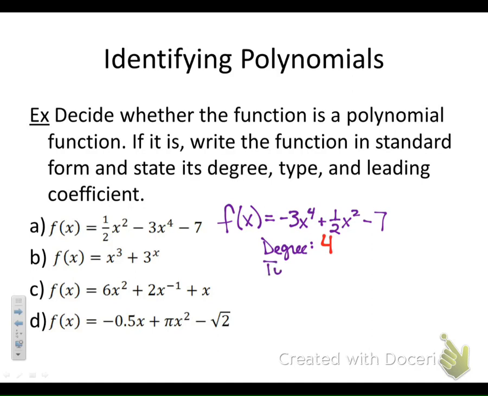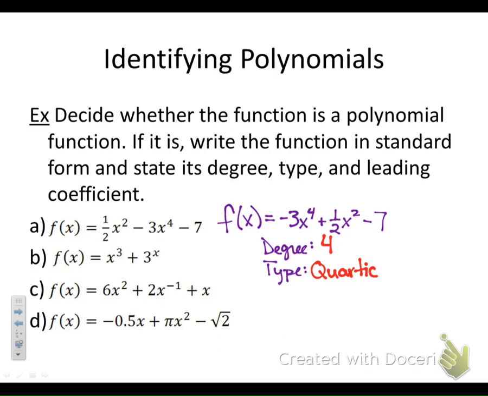And then the type, just to practice the words. I would never test you over this, but to get used to the words, a 4th degree polynomial is called a quartic. You can kind of see quarter in that word-ish.